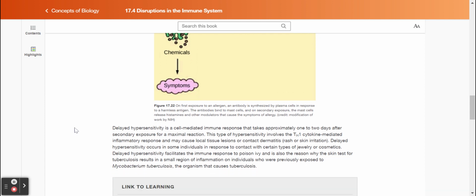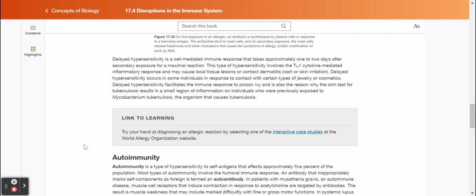Delayed hypersensitivity is a cell-mediated immune response that takes approximately 1 to 2 days after secondary exposure for a maximal reaction. This type of hypersensitivity involves Th1 cytokine-mediated inflammatory responses and may cause local tissue lesions or contact dermatitis, rash or skin irritation. Delayed hypersensitivity occurs in some individuals in response to contact with certain types of jewelry or cosmetics.